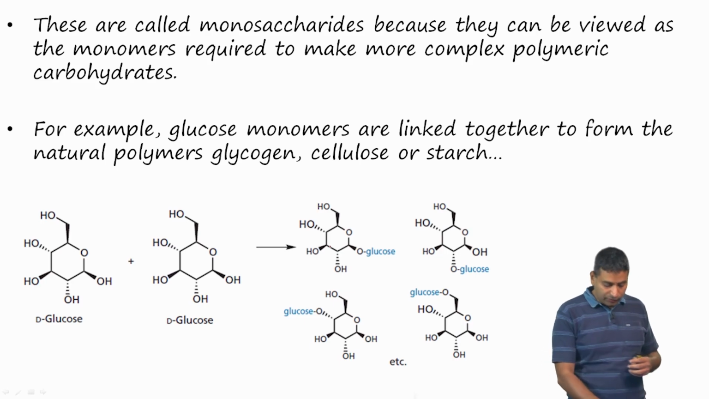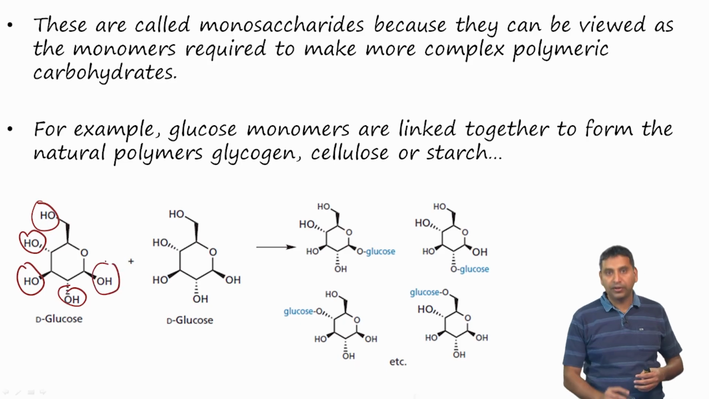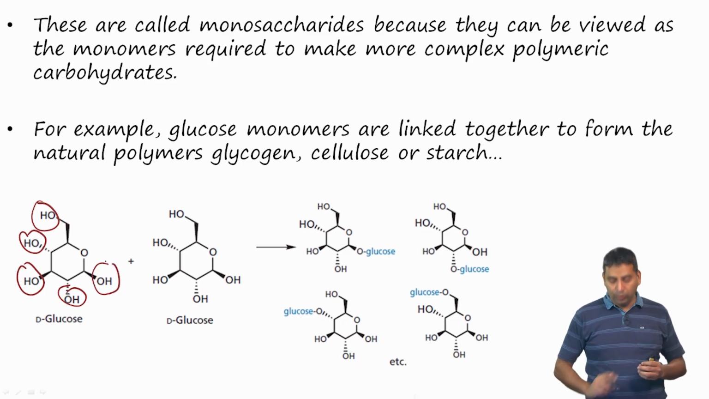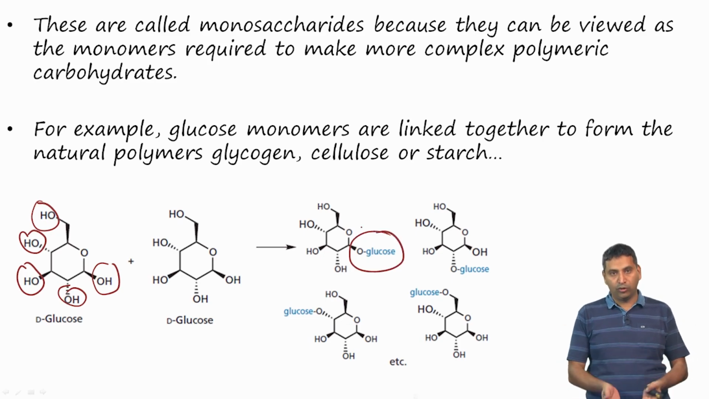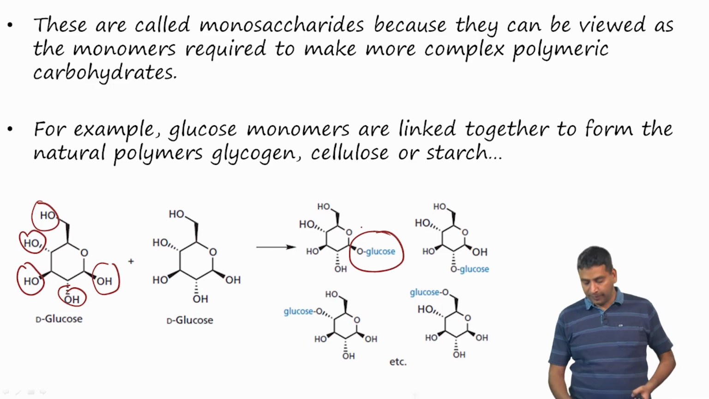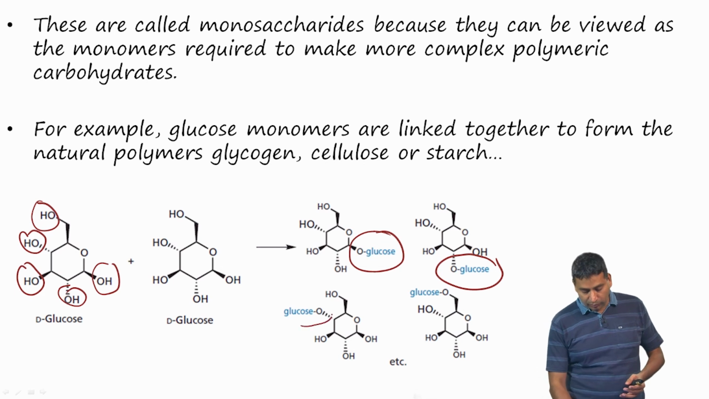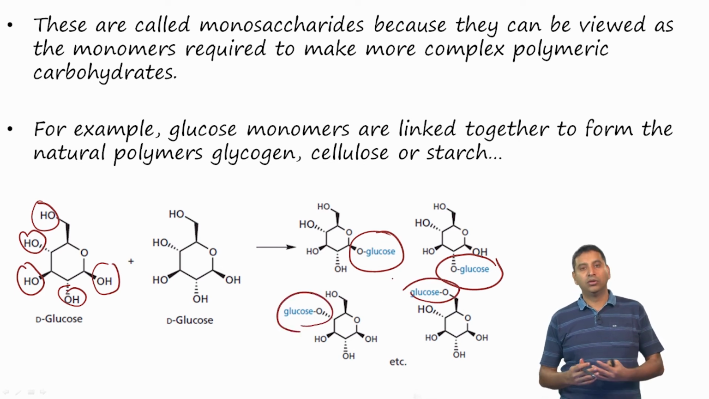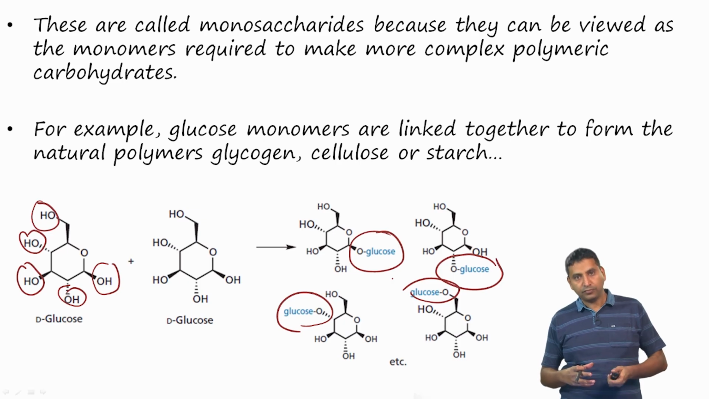An example here is glucose, where you have multiple hydroxyl groups which can interact with the next molecule. So you can have two glucose molecules combining through one of these hydroxyl groups, which gives you one structure, and you can see another combination here, a third combination, a fourth combination and so on. So, these molecules can combine to form incredibly complex structures, and there are a number of natural polymers such as glycogen, cellulose or starch, which are basically combinations of these sugars.